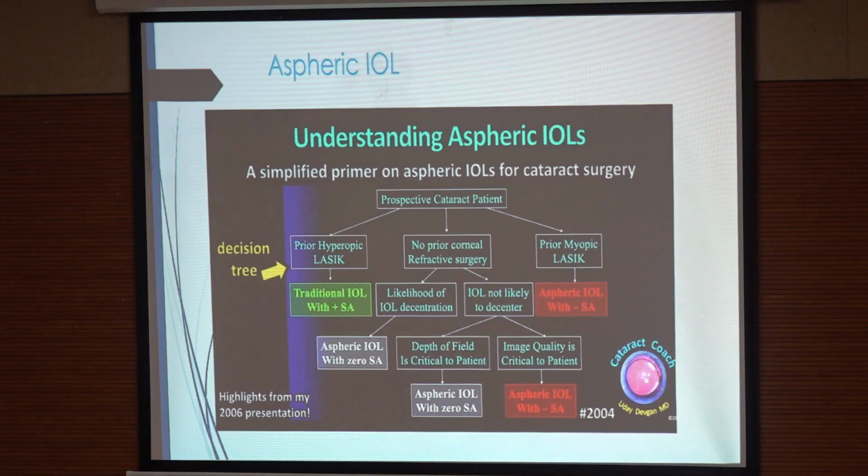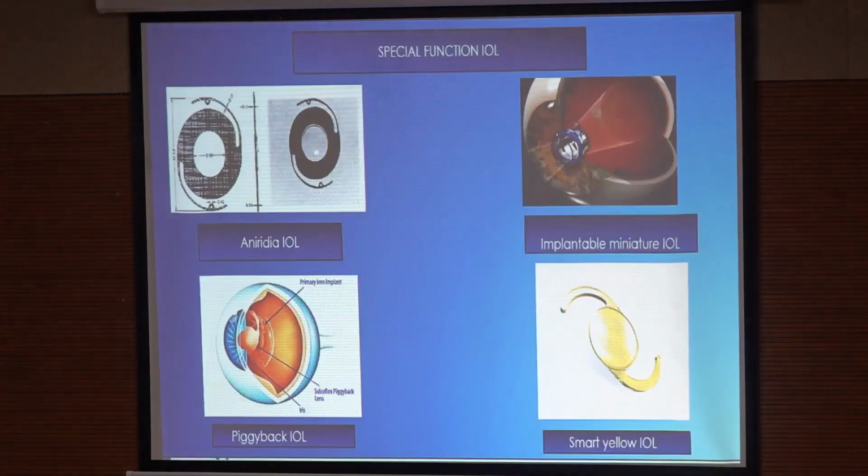Now this is just a screenshot from one of the very famous ophthalmologists, Dr. Uday Devgan. We all must be watching his videos. So he had this understanding of aspheric IOLs. In a prospective cataract patient with no prior corneal refractive surgery, but a likelihood of IOL decentration, we can use aspheric IOLs with 0 spherical aberration. If the IOL is not likely to decenter, but depth of field is critical for the patient, then also we can implant the same. But if image quality is critical to the patient, then we have to think about a negative spherical aberration lens, that is the aspheric lens.